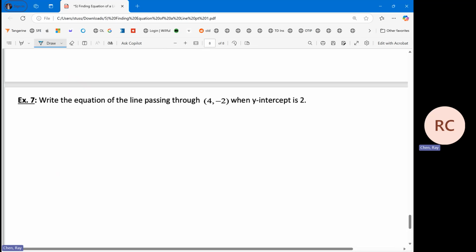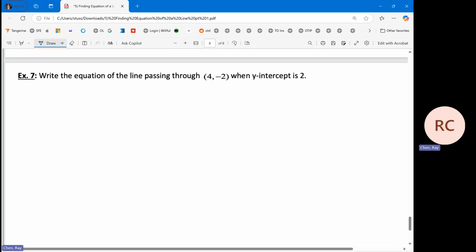Whoops, I lied. Question 7. Let's do it quickly. Question 7. Write the equation of the line passing through the point 4, negative 2 when the y-intercept is 2. Pause the video if you want to try to do it yourself. In this example, it might be easier to use 0, 2 for that. Find the slope of the line first of all. Pause the video if you want to try to do it yourself.